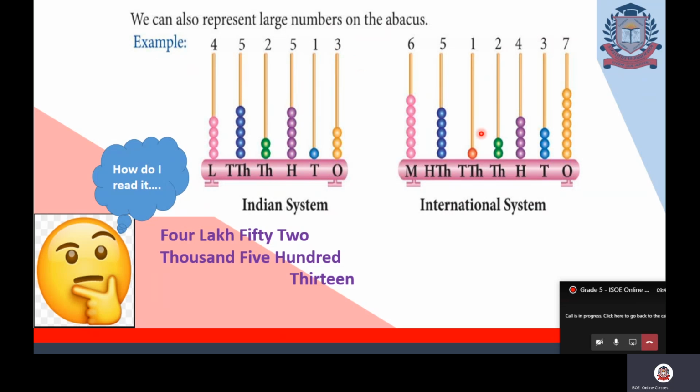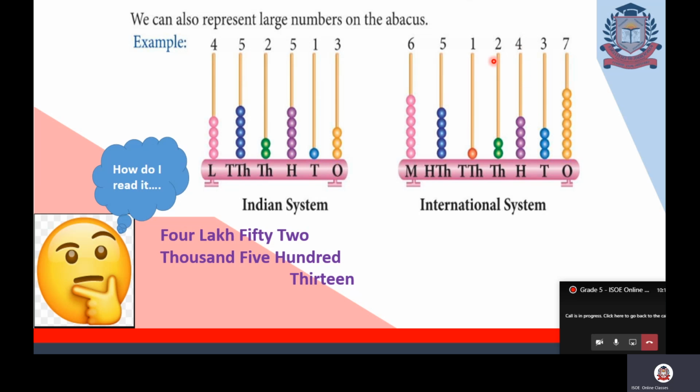Similarly, we have a number represented on an abacus using the international system. See here, this is the international system of numeration where the abacus is showing the number. Let us see how many beads we have in the ones place. In the ones place we have 7 beads. And how many beads in the tens place? In the tens place we have 3 beads. And how many beads do we have in the hundreds place? In the hundreds place we have 4 beads.